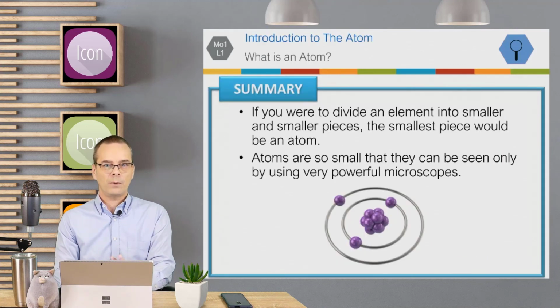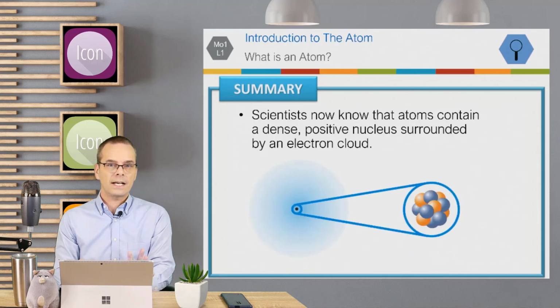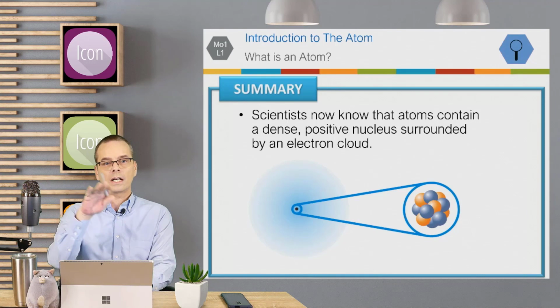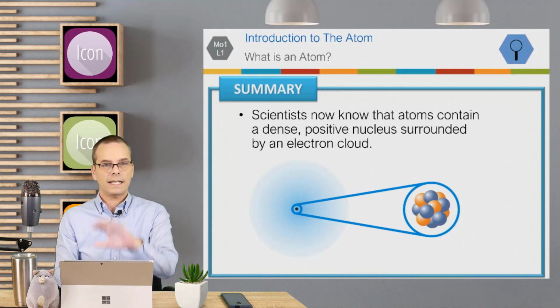So in summary, remember, if you were to divide an element into smaller and smaller pieces, the smallest piece would be the atom. And atoms are so small, they can only be seen by using very special, powerful microscopes. Scientists now know that the atom contains a dense positive nucleus surrounded by a negative electron cloud, or negative electrons in a cloud around the nucleus.